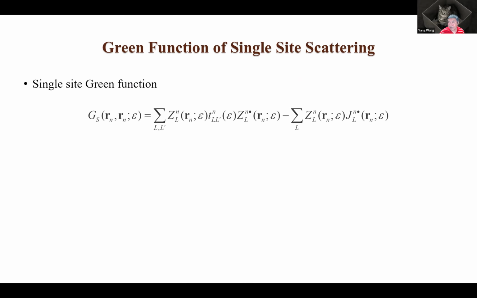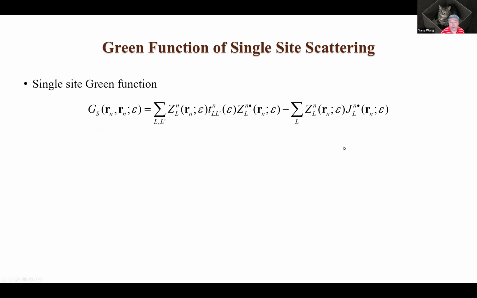Okay, so let's take a look at the single-site Green's function. The difference between the single-site and the multiple scattering Green's function is that the single-site one will have a T matrix here. Everything else is the same. This is just the single-site scattering matrix. The other is a tau matrix, for multiple scattering. All the other functions are exactly the same.